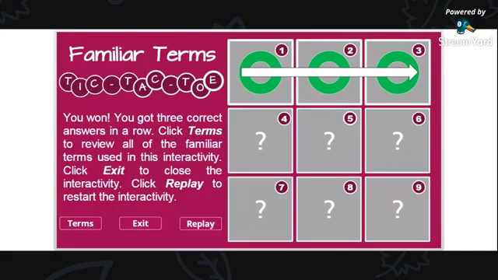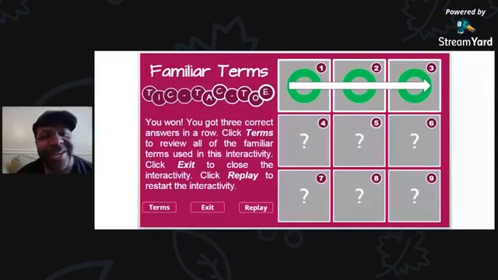So what I want you to do is play this activity, which is going to help you remember some of the terminology that we've used. Okay. And then send me a screenshot like this saying that, hey, I did the activity. I did the activity well. Send me a screenshot. You can send that to my email address. All right.